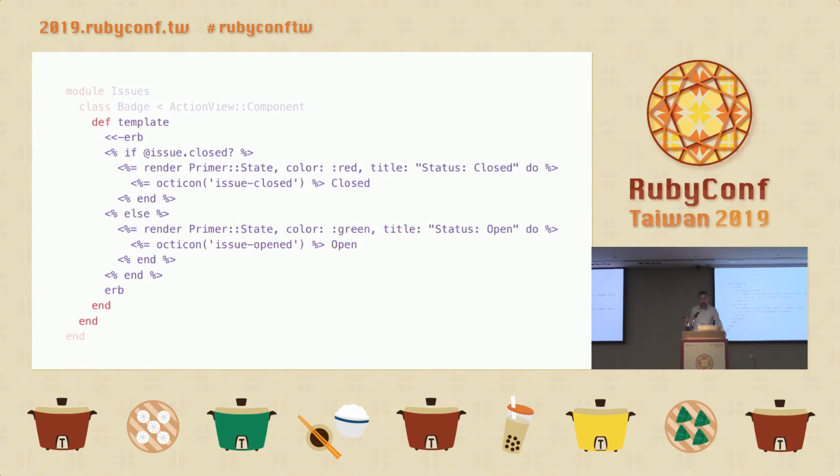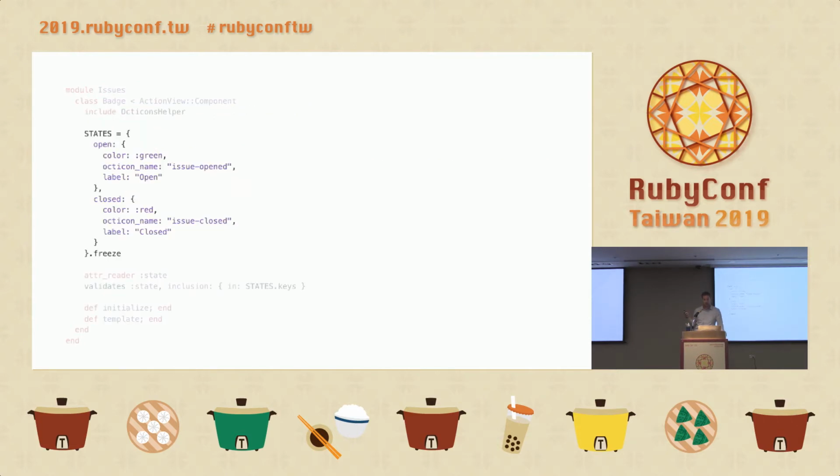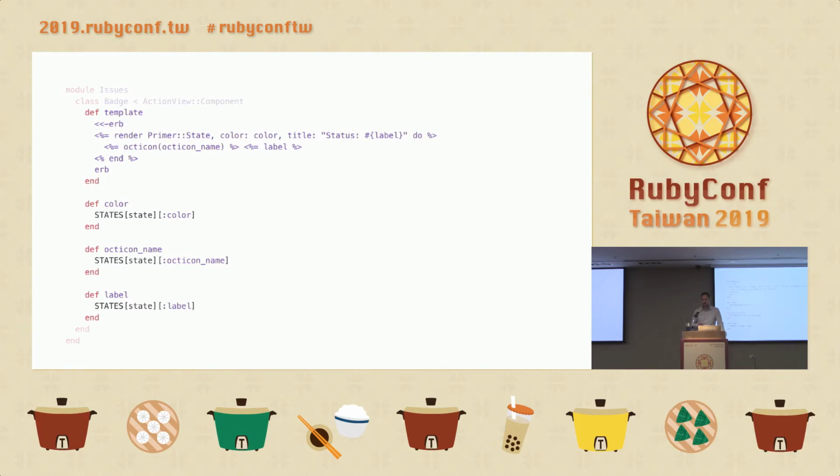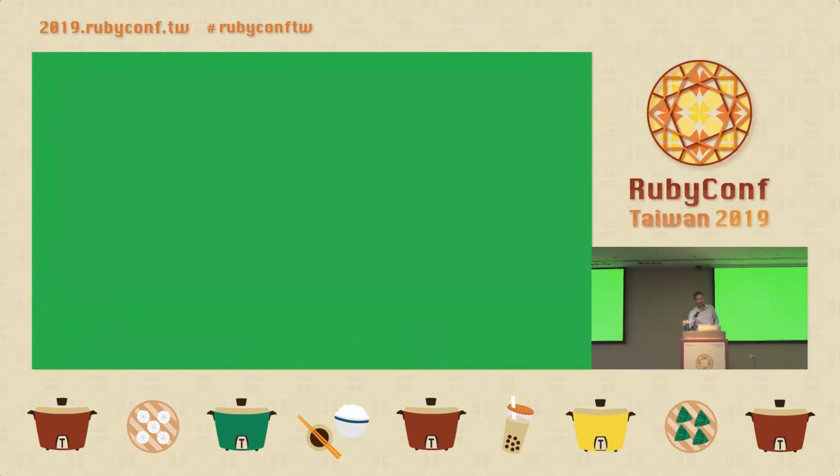And then looking at our template, what if we extracted each branch to then be derived from that state? We could express the relationship in a constant, much like the primer state component. And that would express the relationship between the state and the combination of color, icon name, and label. Then we can take our template and extract the values from that constant instead of having nearly duplicated branches in our template. So let's run our tests. We're back to green.